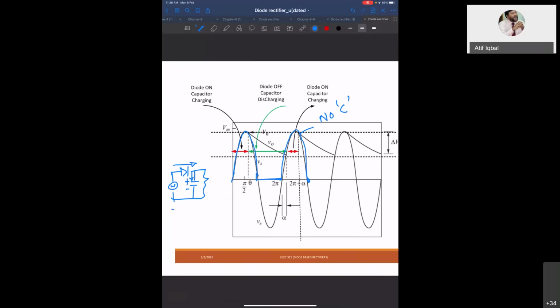Because you see here, this is your diode and this is your capacitor. If this voltage is 200 volt and this is 199 volt, then it will turn off the diode. So the capacitor voltage and the output voltage are the same. They are increasing like this.